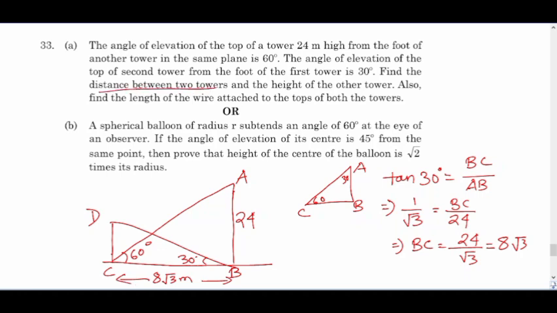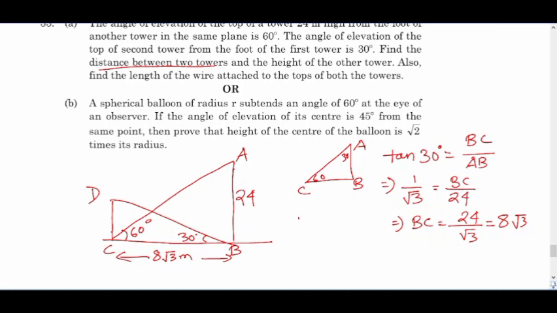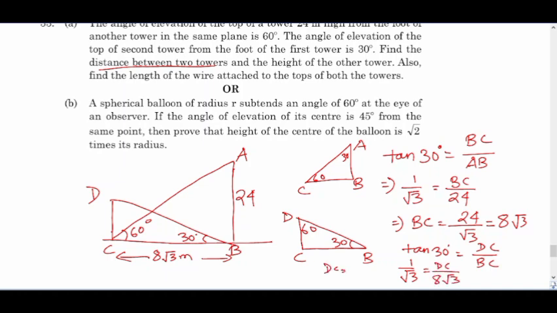The distance between the two towers is found, and now the height of the other tower, that means DC. Now from triangle DCB, this is 30, this is 60. So we have to find DC. So tan 30 equal to DC by BC. Same, 1/√3 equal to DC by 8√3. So DC equal to 8. This is 8 meter. Height of the other tower is 8 meter.